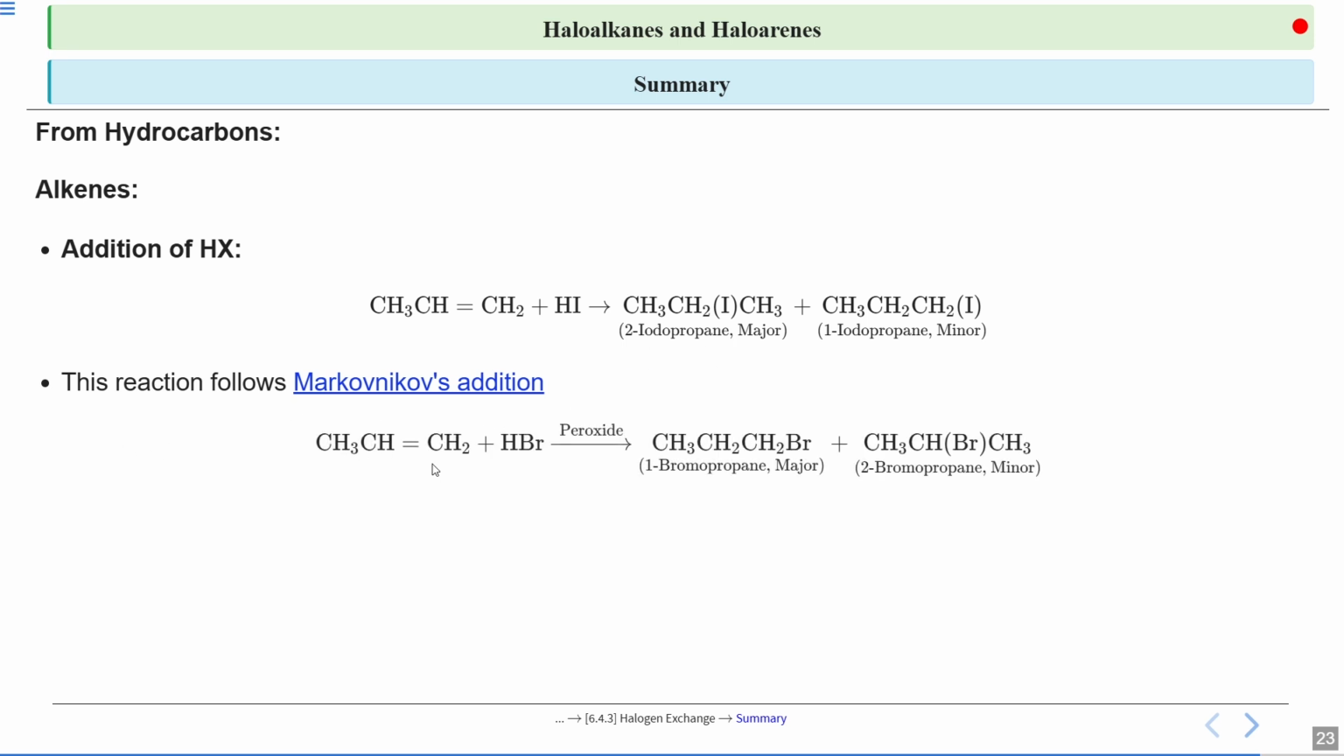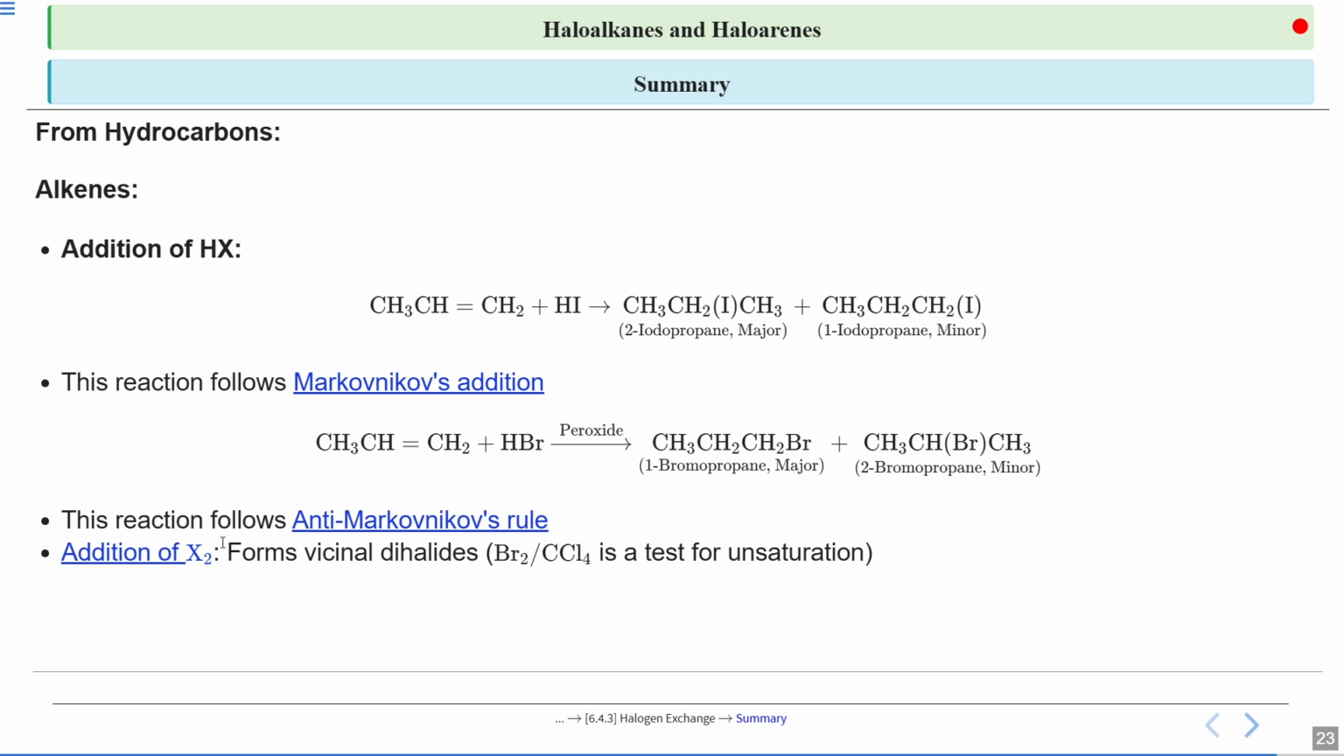The next reaction is the alkene propene, or prop-1-ene, with hydrogen bromide in the presence of peroxide. Here you get the major product 1-bromopropane by following the anti-Markovnikov addition rule, which says that the bromide, the negative part of the hydrogen halide, will go to the carbon which forms the less stable carbocation, that is the first carbon. So this reaction follows the anti-Markovnikov rule, just the opposite of the Markovnikov addition rule.